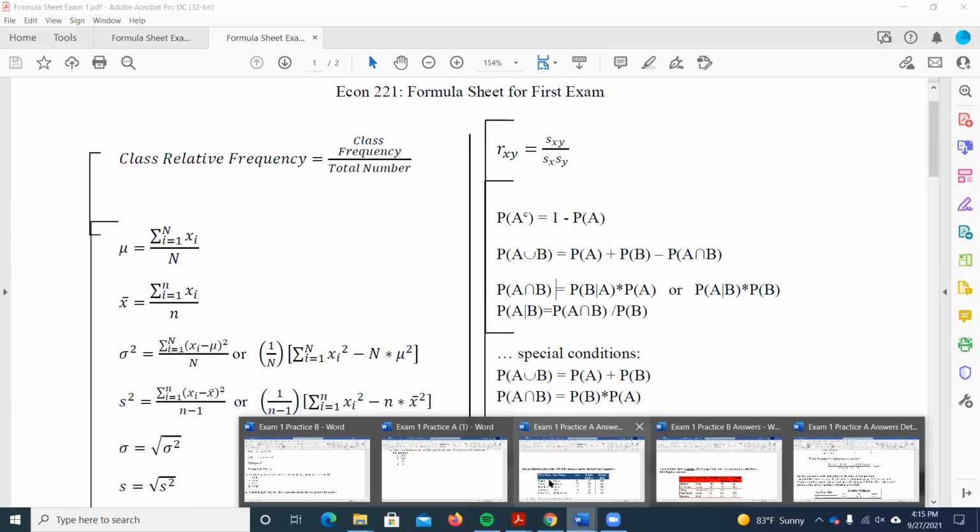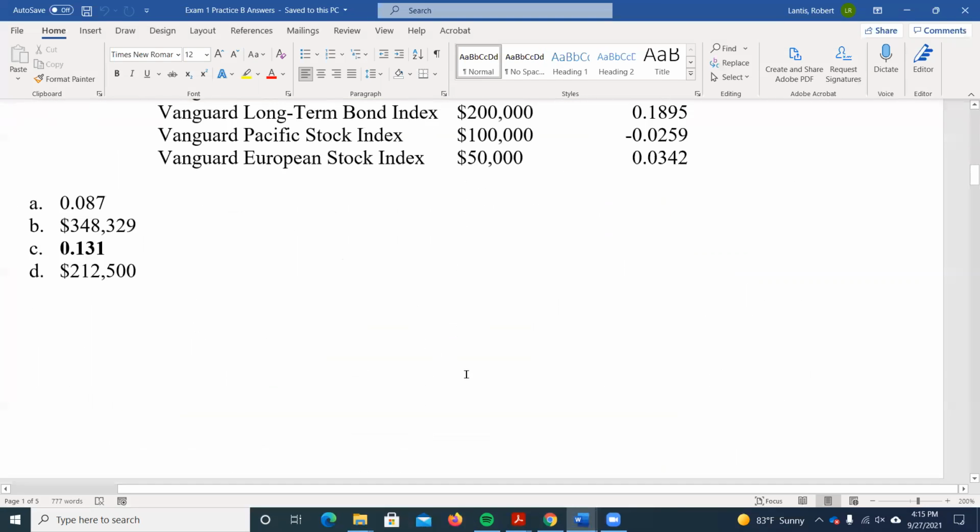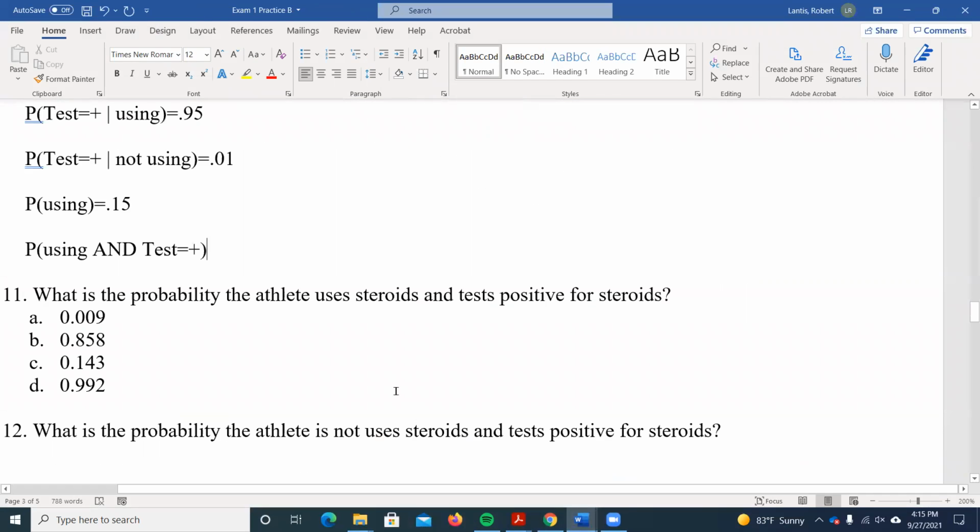So we'll go back and see if I can remember which one I'm on. Oh, this is the answer key. That doesn't help. There we go.